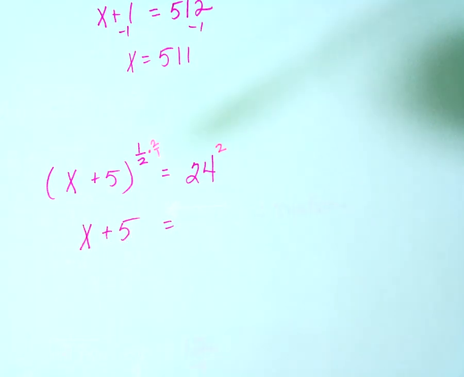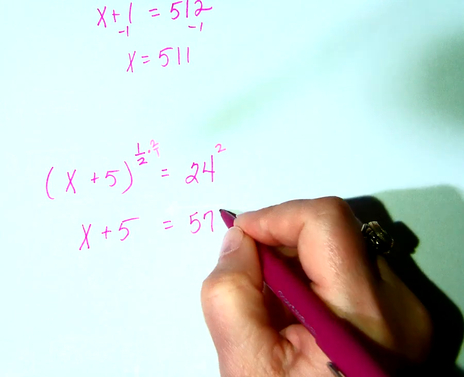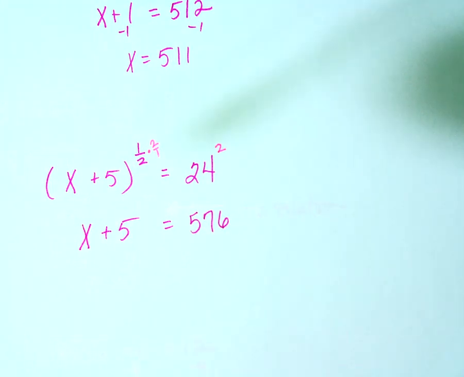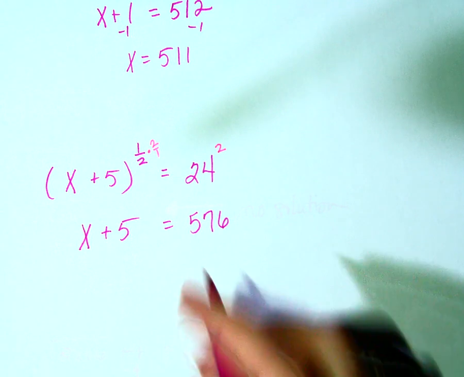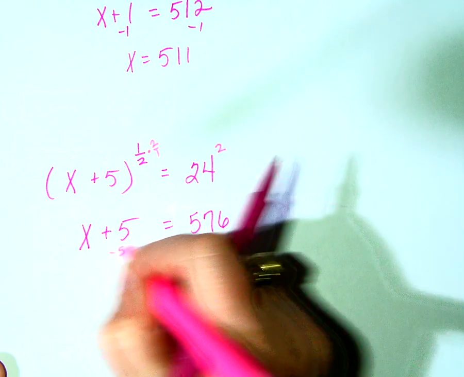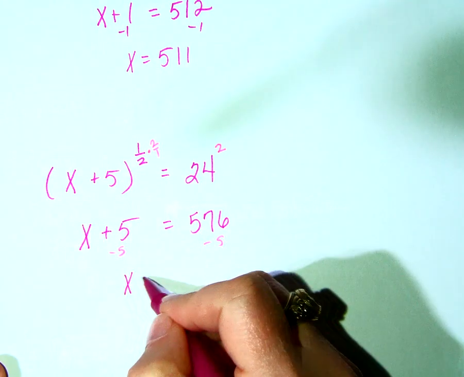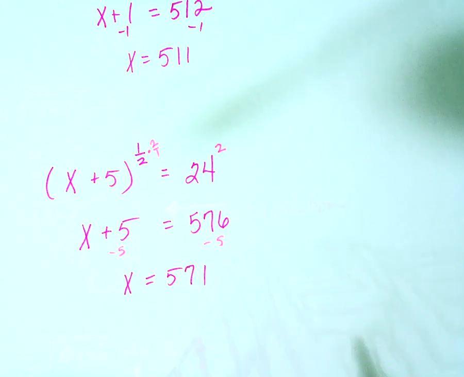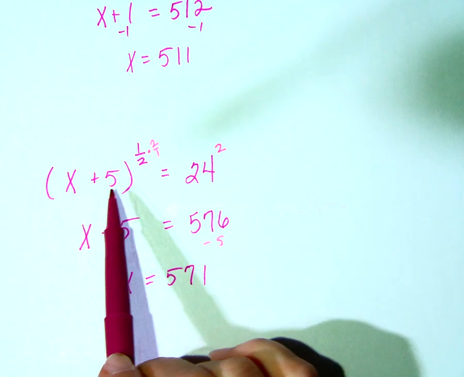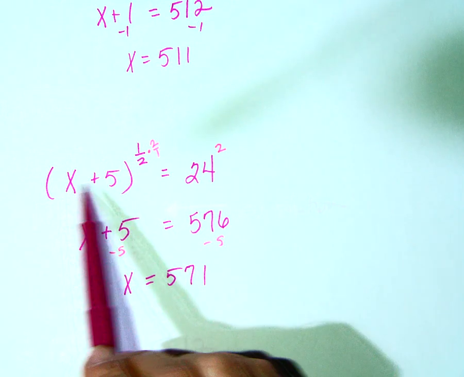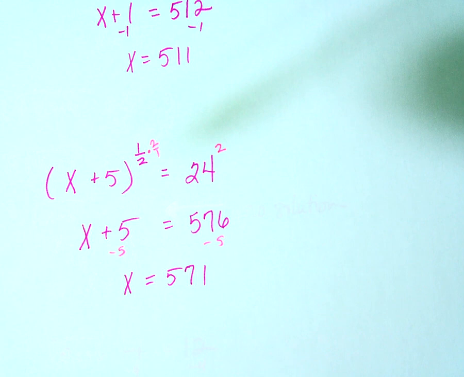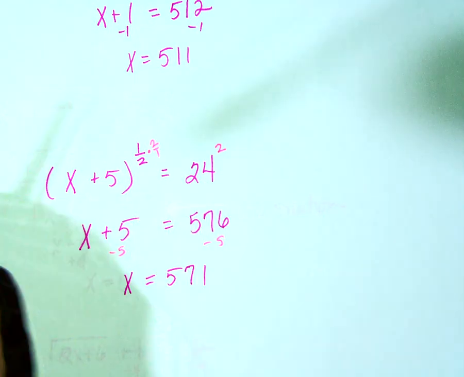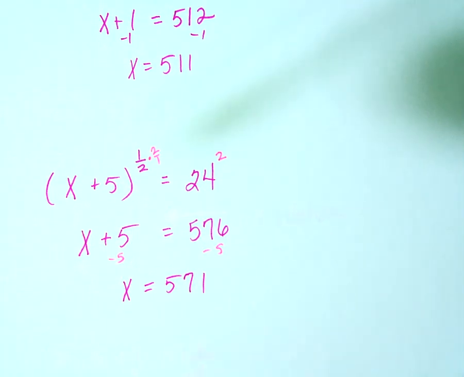What happens on the right-hand side? 576. Oh my goodness, a giant number again? I must have done something wrong if I got a giant number. If I subtract 5 on both sides, x should equal what? 571. Is that the right answer? 571 plus 5 is 576, the square root of 576. Does 24 equal 24? Yes. Stop freaking out just because it's a so-called big number.